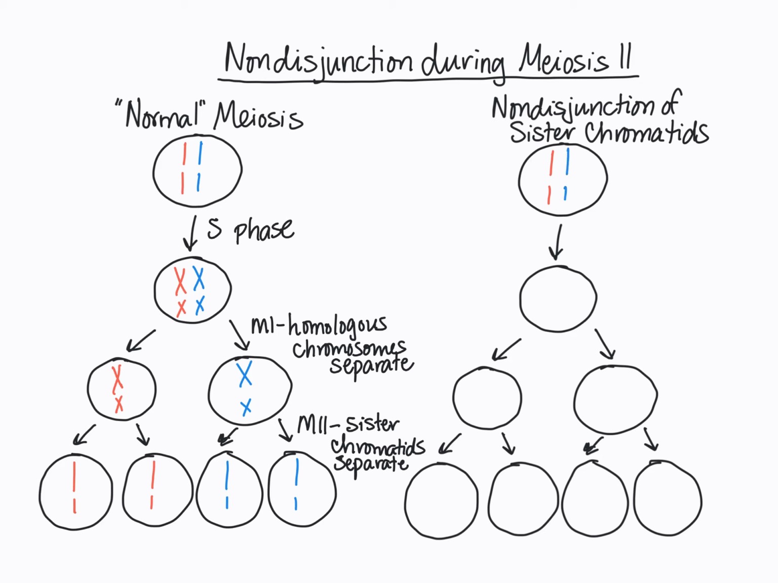So we have our paired homologous chromosomes, and those chromosomes go through the S phase so that they now look like the letter X. Now, in this situation, the first round of meiosis is going to occur the way that it should. So we end up with the first two daughter cells having the correct number of chromosomes.